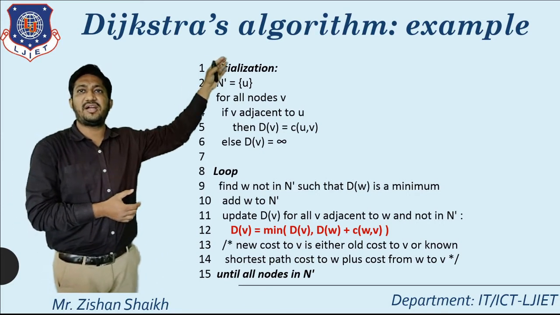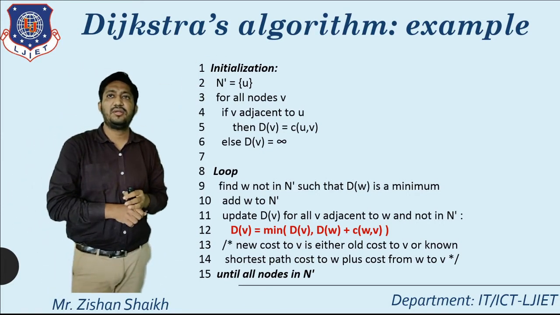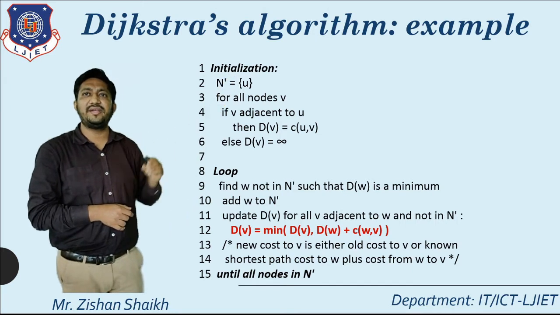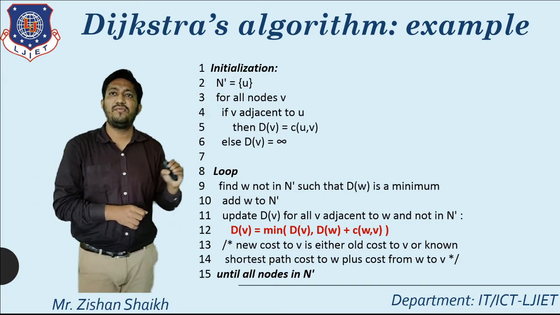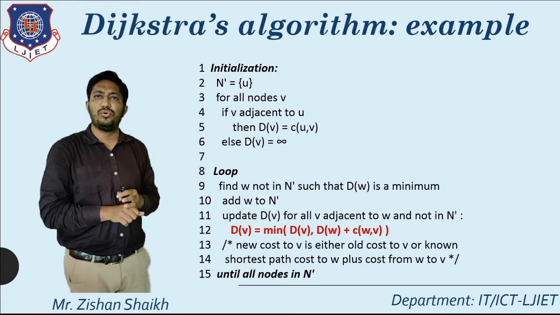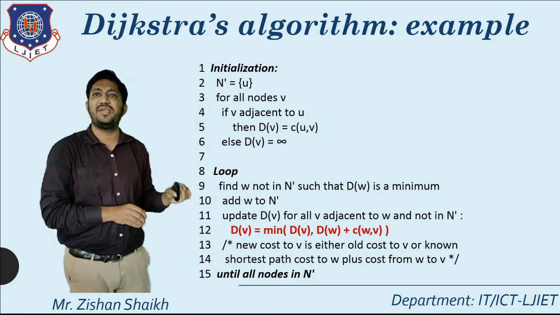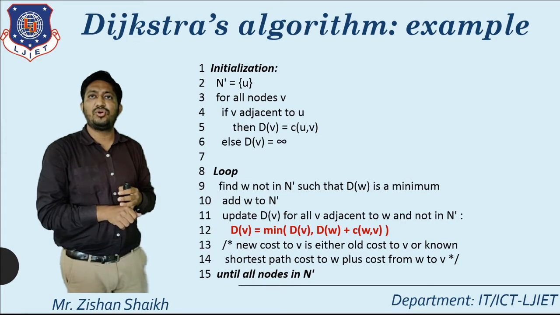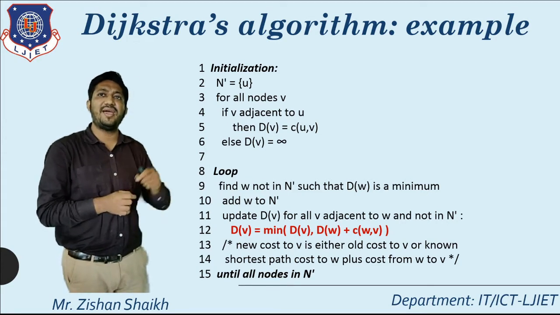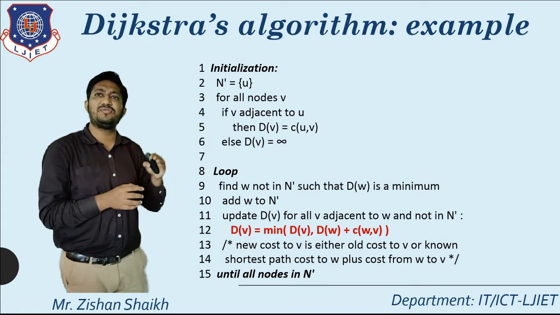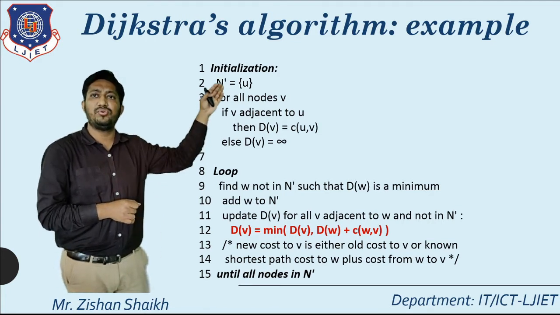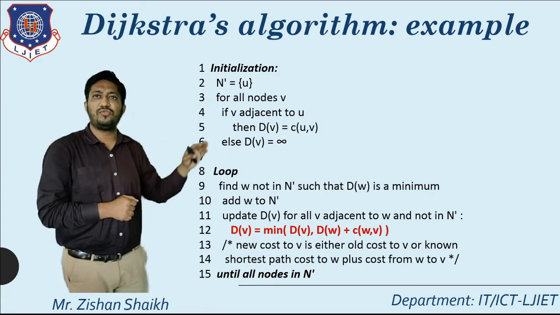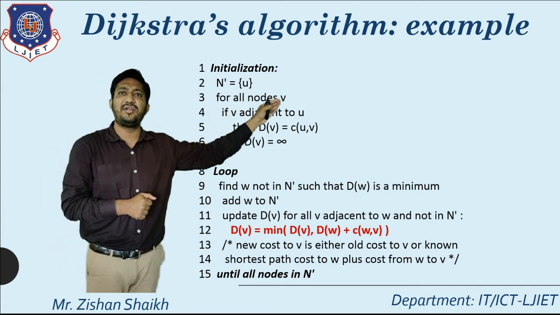First we start with the initialization. Consider N dash, in which we take the set U. We can consider U as our source and V as our destination. So from U we identify how many nodes can be reached directly. For all nodes we have to use this loop, calculating up to V.